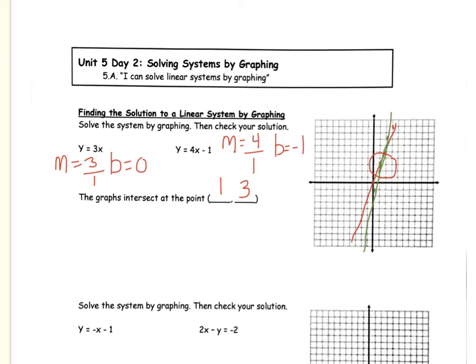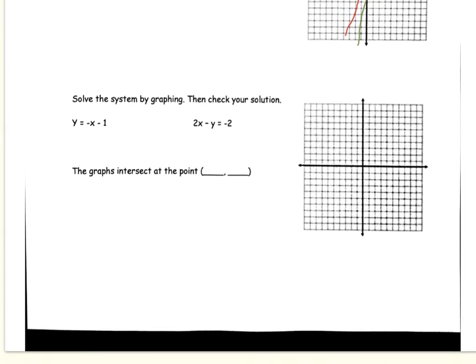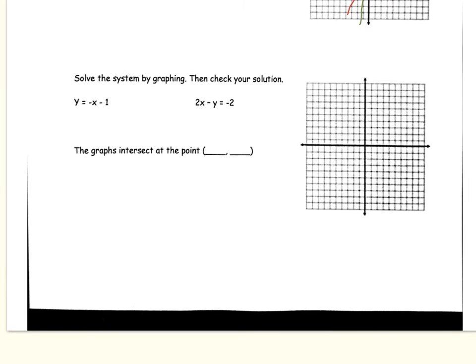Going on to our next problem, we do the same process. Our first equation is in slope-intercept form as well. Our slope is negative 1 over 1. Our y-intercept is negative 1. So I'll start at negative 1. I will do my slope down 1 over 1, down 1 over 1. And I'll keep doing that. And I can go up 1 to the left 1. I'm going to draw in my line.